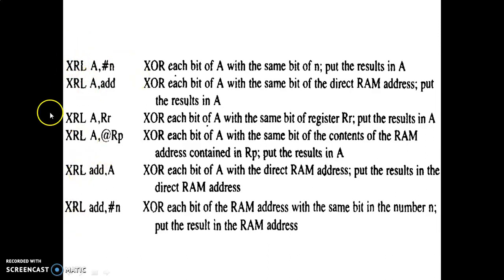Let us see one or two once again. XRL A comma hash n. This instruction performs the logical XOR operation between the accumulator content and the 8-bit data specified in the instruction and transfers the result to the A register. Coming to XRL A comma address, this instruction performs the logical XOR operation between the accumulator content and the addressed byte content specified in the instruction and transfers the result to the A register. Likewise, we can explain each and every instruction in detail.